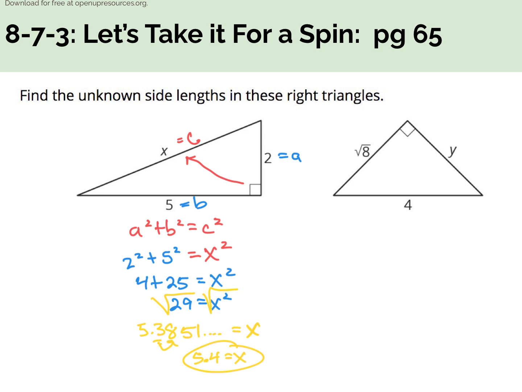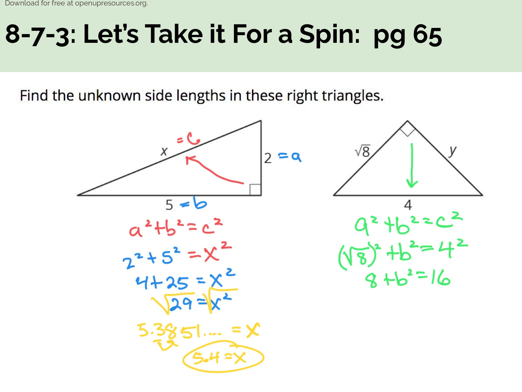Now let's look at the next one. This is a little bit different because we have a square root in there. But again, we're still going to put what we know into the Pythagorean theorem. So a squared plus b squared equals c squared. Across from the 90 degrees is always my c. And then I have the square root of 8 being squared, plus b squared. We can even put that in our calculator. The square root of 8 being squared is going to be 8. Remember, square roots and squares are opposites of each other, so they cancel each other out. We're just going to have 8 sitting there, and then 4 squared is 16.